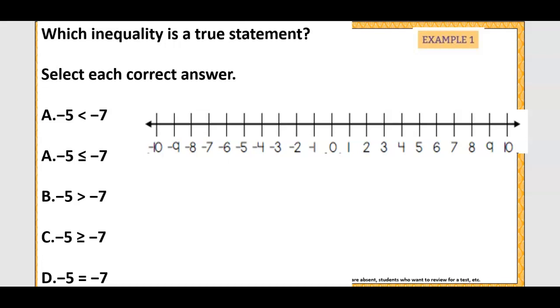All right, growth mindset, math. Math side, Maniac Panthers. Inequalities.